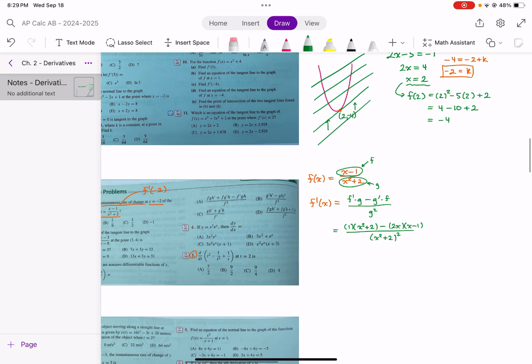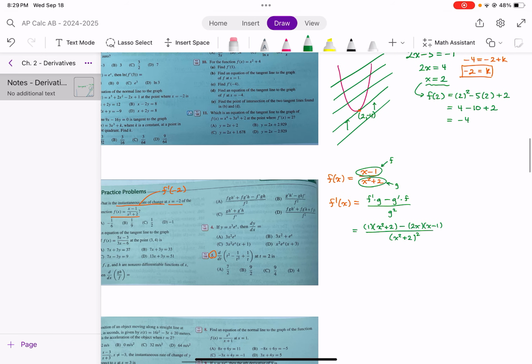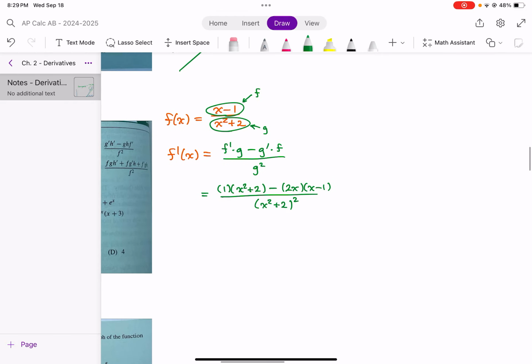And remember, the goal here is we're trying to evaluate this at -2, right? So don't expand the bottom, but try to simplify the top as much as you can, right? So I'm going to distribute that -2x into both of those, and we just want to clean up this numerator, right? So this will stay the same. -2x times x, that's -2x squared. -2x times -1 would be plus 2x, and this is all over x squared plus 2 all squared.